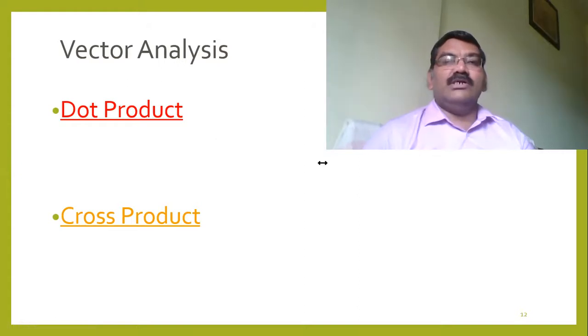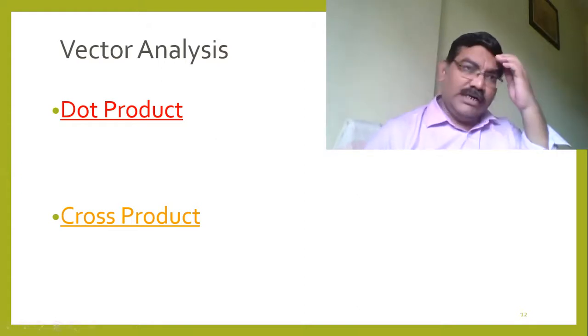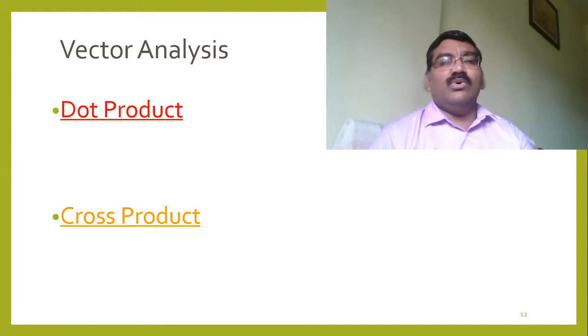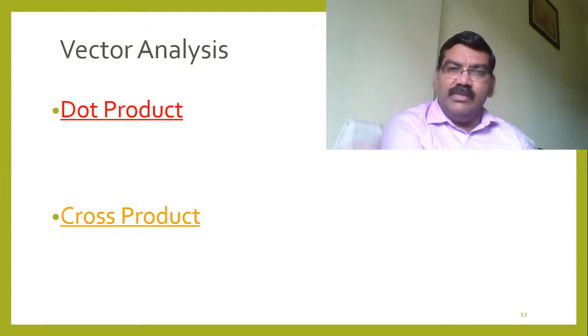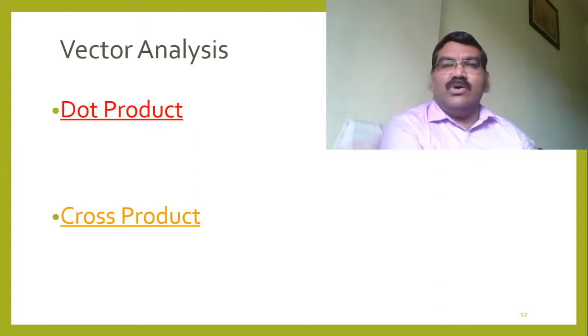Now the question here is, what are the cross product and dot product? The formulas you know. If you have any two vectors, vector A and vector B, then their dot product is the magnitude of A into the magnitude of B into cos theta, where theta is the angle between these two vectors. This is the dot product.